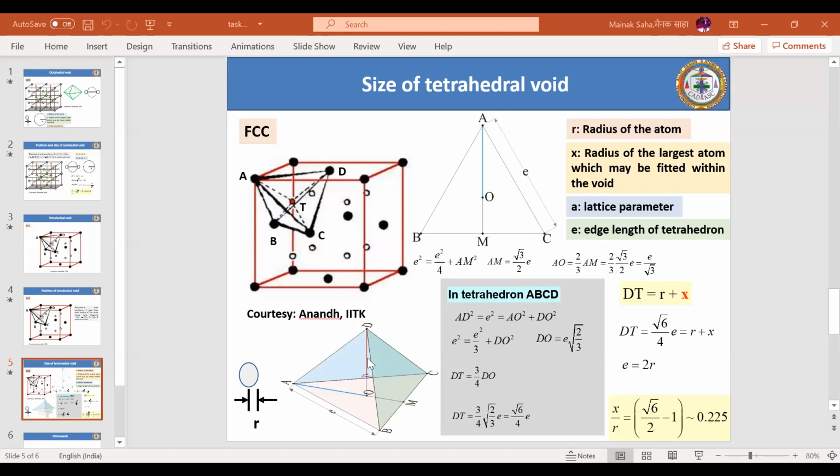So DT is equal to the radius of this atom, x, plus the radius of the other atom, r. So the radius of this atom plus the radius of this atom, that's r plus x. So it is equal to what? DT, you already know the value. Root 6 by 4 E, you already know the value. So that is equal to r plus x.